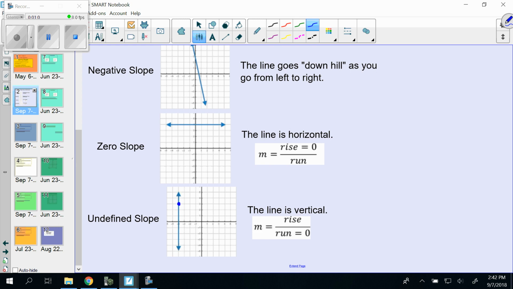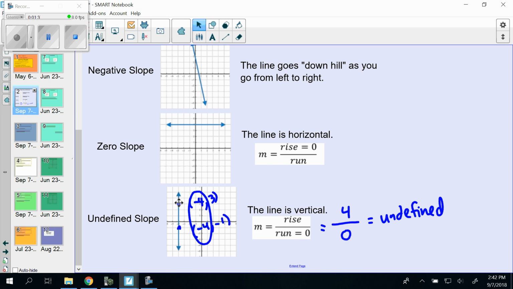If you pick 2 points on this line, say that point and that point, this point is at the point -4, 3. This point is at the point -4, -1. If you find the difference in the run, then there is none. The x does not change, meaning when you find slope, you're going to get 0 on the bottom. If you subtract, you get 4 on top. But you can't divide by 0 in math, which tells us that this is an undefined slope. Okay, so those are the different types of slopes that you can get.